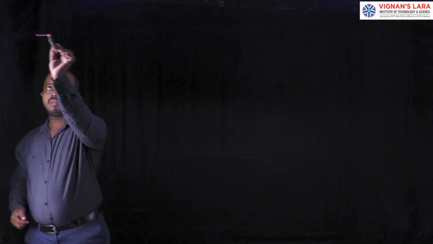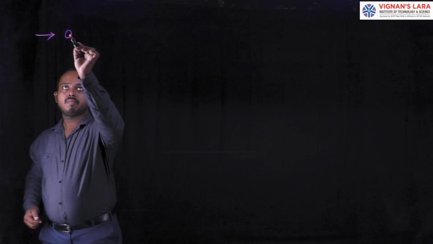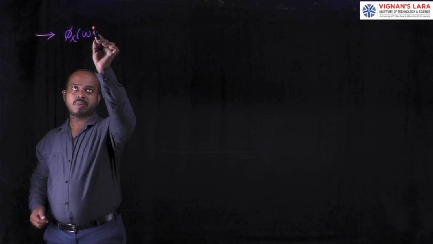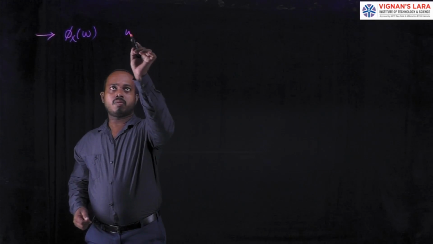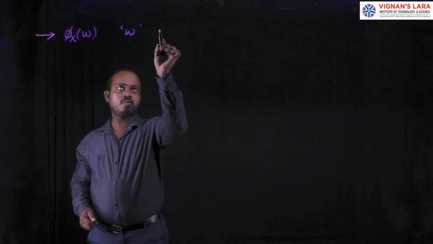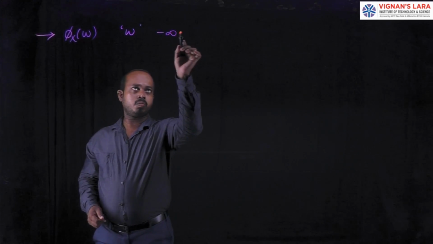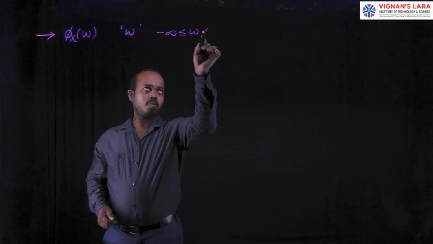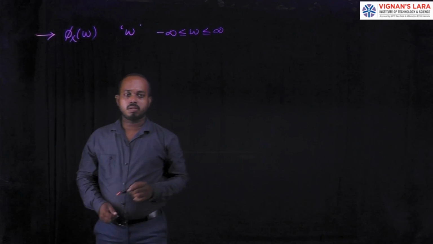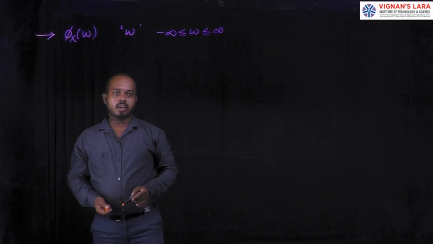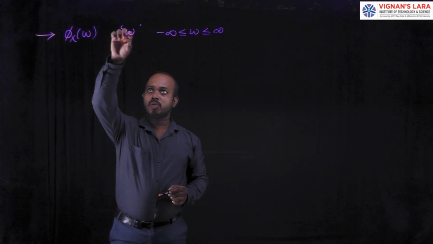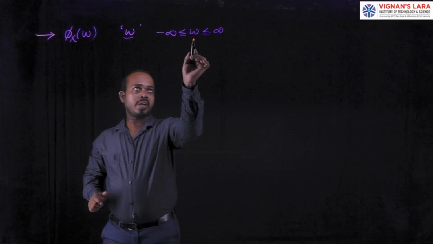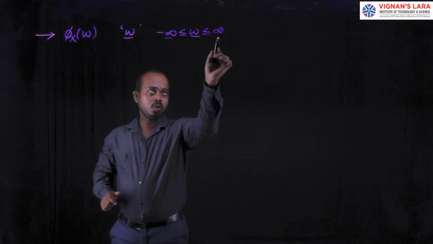Coming to the next property. The next one is: the characteristic function phi x of omega is continuous. The values of omega vary from minus infinity to plus infinity. This property says that the characteristic function is continuous for continuous values of omega, where omega varies from minus infinity to plus infinity.